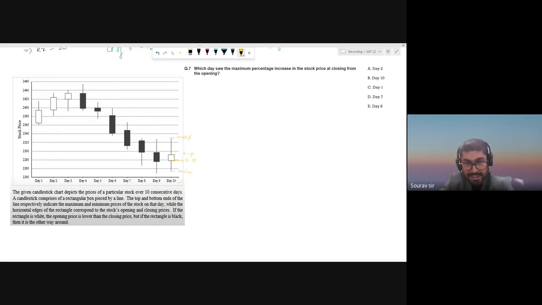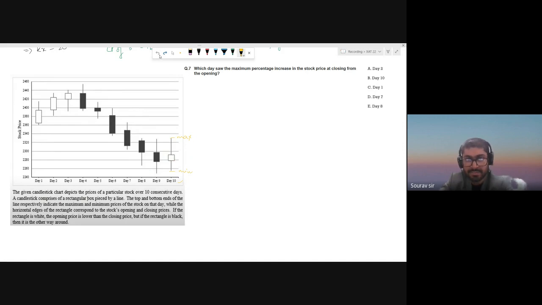Now, if the rectangle is black, it's just the other way around. That means the stock opened at a higher price. So looking at this black rectangle as an example, this is still the max and this is still the min, but the stock opened at a higher price and throughout the trading day it lost its value, and at the time when the market closed, its closing price was lower than the opening price, right? So if you have any problems, just slow down the video and try to understand. Okay, the explanation is all there.